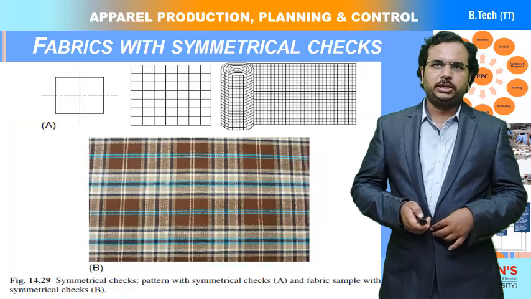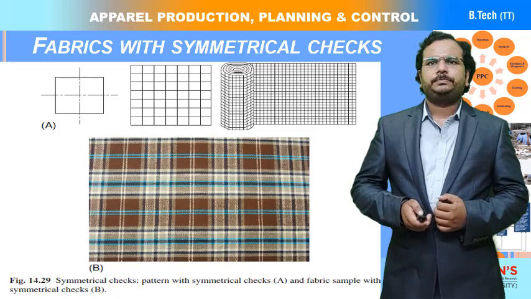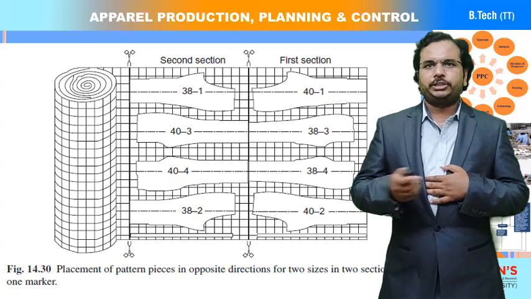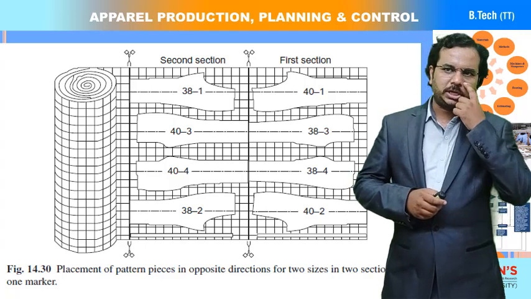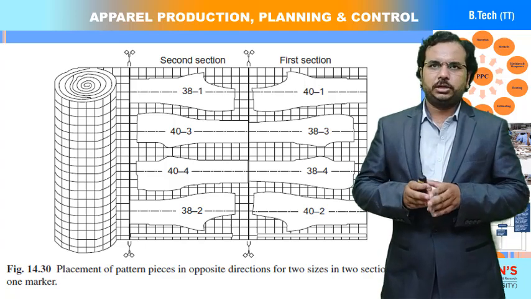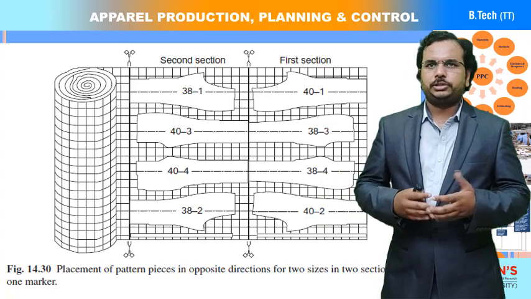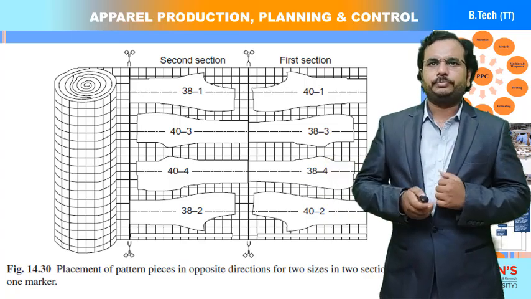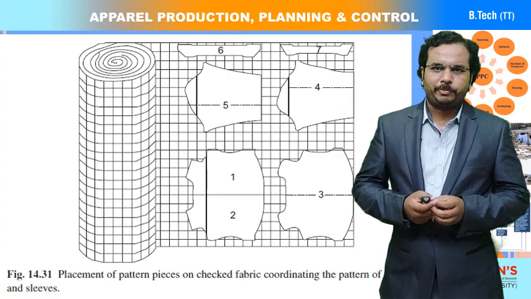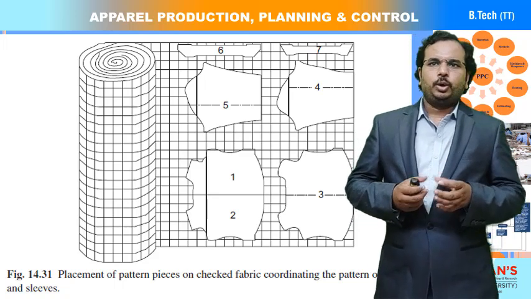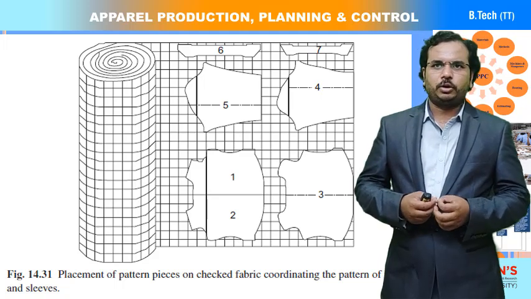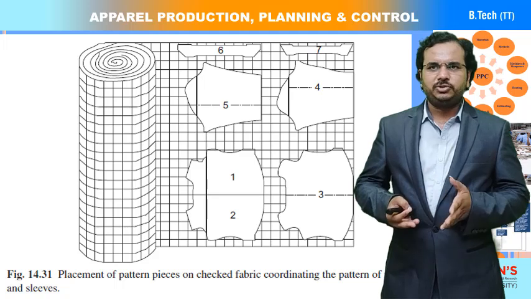So you can see the fabrics with symmetrical checks, and how two sizes in two sections are kept in opposite directions in one marker. If you observe the components, the leg parts are matched and kept on the opposite side. And you can observe the checked pattern, the placement of pattern pieces on checked fabric, coordinating the patterns of the front and the sleeves, so the front part as well as the sleeves part.